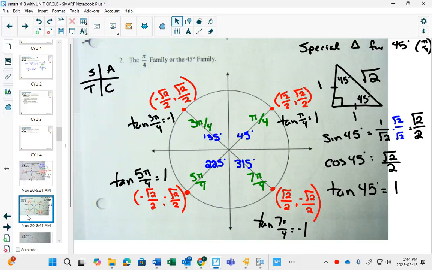Bethany, you get to pick the next one here. Root 2 over 2. So again, we go to 315 degrees. Cos is the x coordinate, and it's positive root 2 over 2. I'll do one more. Braden, pick someone to do sine of 5 pi over 4.